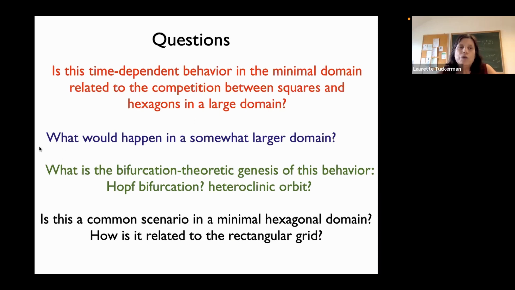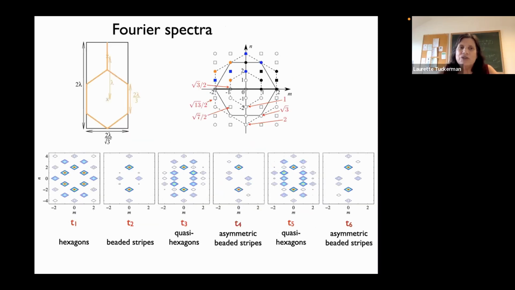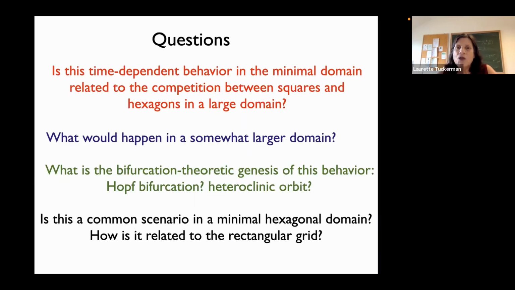Then, how robust is this? Would this happen in a larger domain, or is it a property of this single domain here? Because that's what we did. When you saw a bigger domain, it was just repeating the visualization. Then you could ask, is this common in a minimal hexagonal domain? And what about the fact that you're competing between squares and hexagons in a large domain? Everybody knows those are the main ones. Is that what's going on here in some kind of reduced, constrained manner?